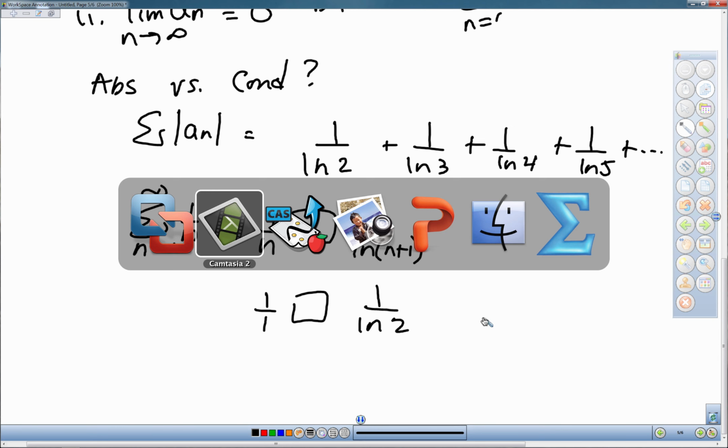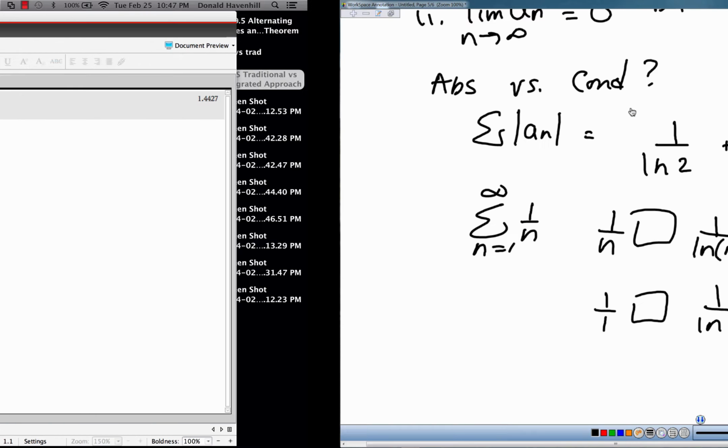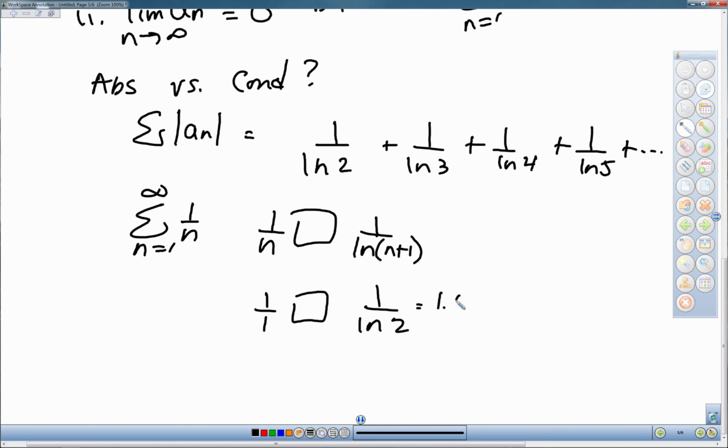Well, I went ahead and calculated 1 over the natural log of 2 and I got 1.4427. And what I have is that this guy is larger. This is for n equals 1. For n equals 2, 1/2, how is that going to compare to 1 over the natural log of 3? Well, it turns out that that's greater too.